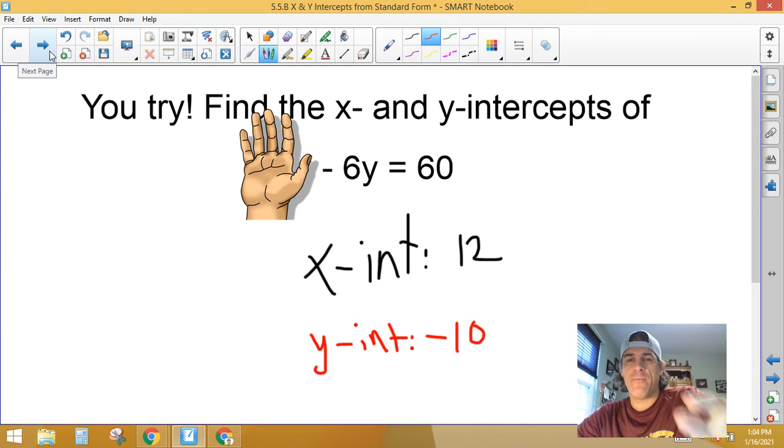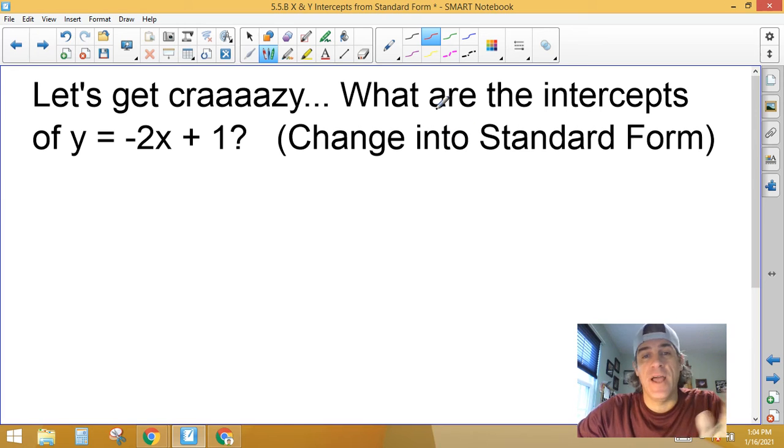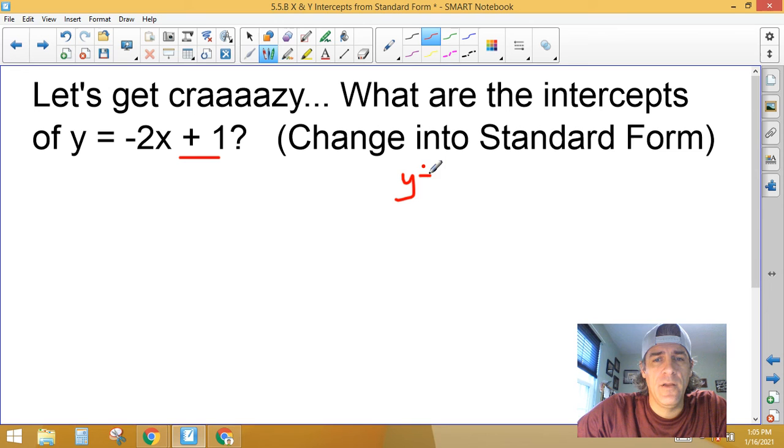Let's go one step further. What are the intercepts of this equation that's in slope-intercept form? y equals mx plus b, remember. I have a hint that says change to standard form, but before I change it, I already know one of the intercepts. Which intercept do I already know? Hopefully you came up with the y-intercept. The y-intercept is b, it's just this one. So my y-intercept already I know is 1.